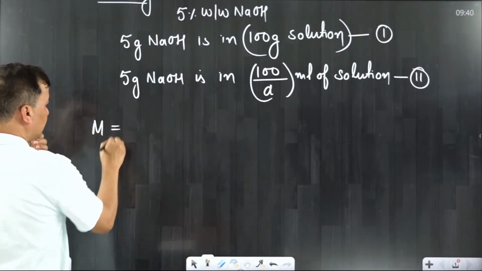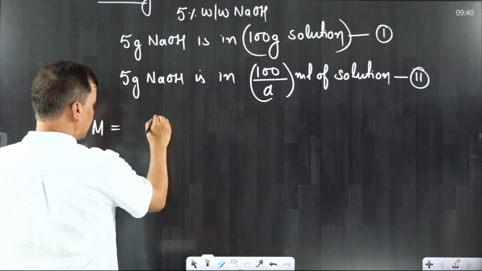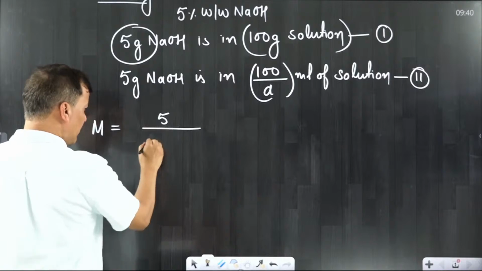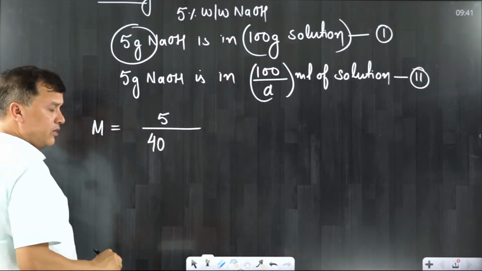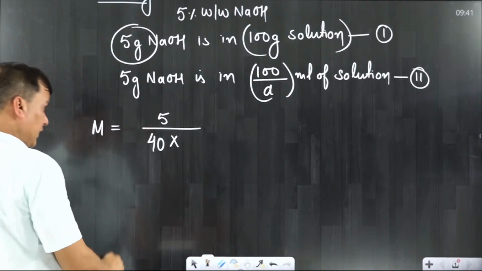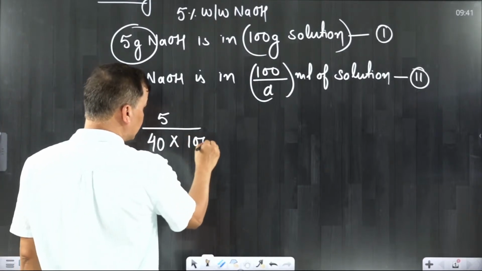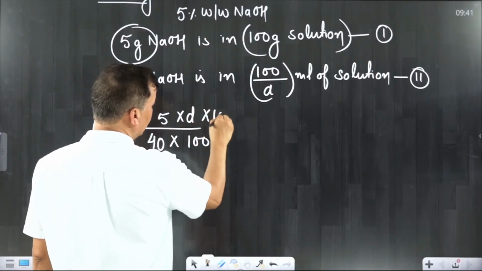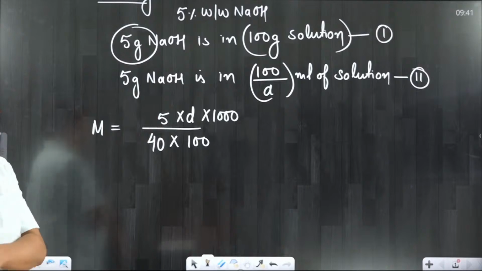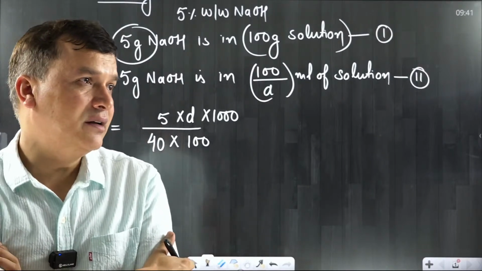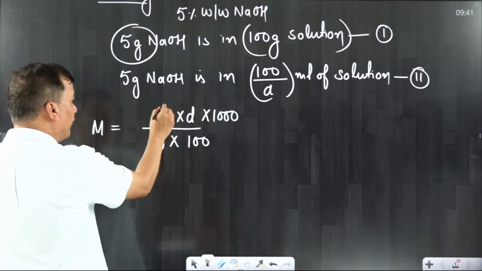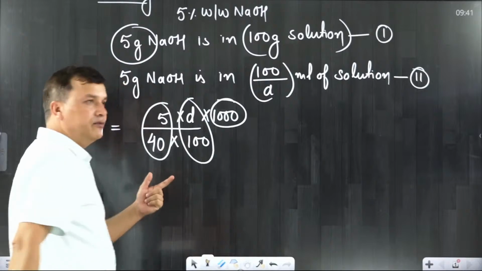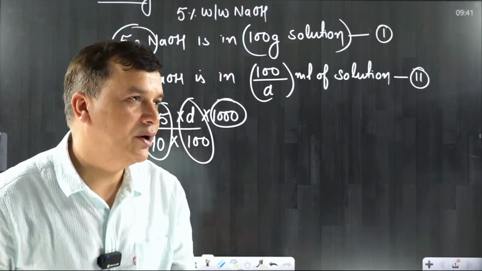Molarity is equal to mass, this is 5 gram, upon molar mass. You got it or not? And divided by volume of solution, which is 100 upon density, and has to multiply with 1000. Maybe you are understanding or not. Got it? Yes, very good then. These are the number of moles. This is volume of solution in milliliter, and then we have to multiply with which one? 1000. You got it or not?